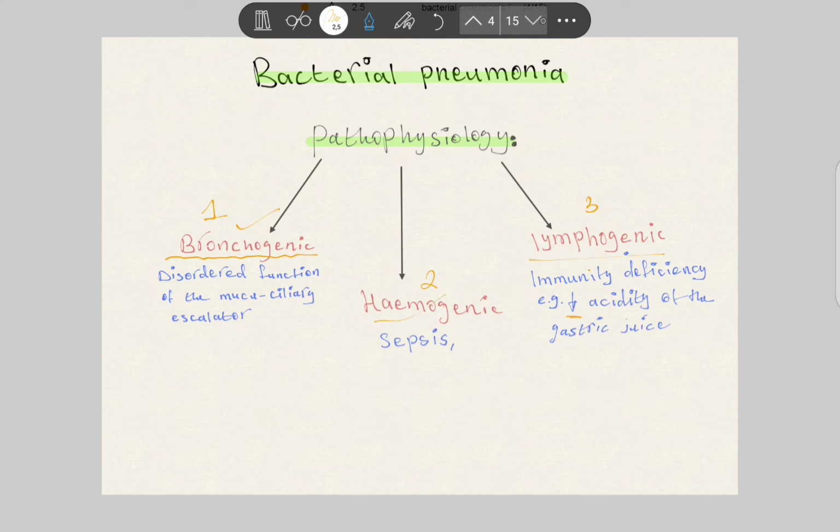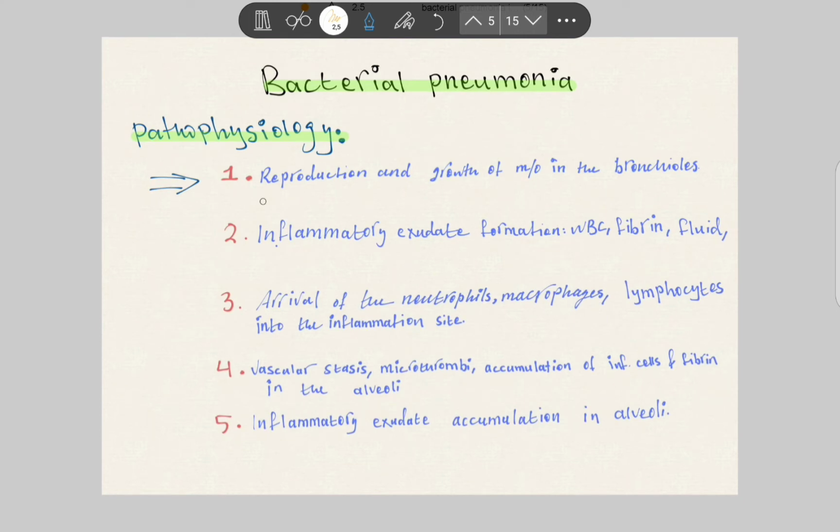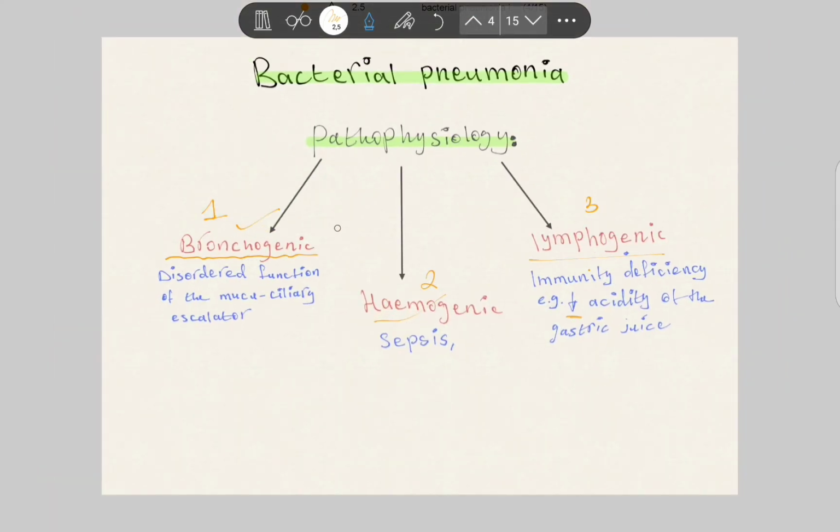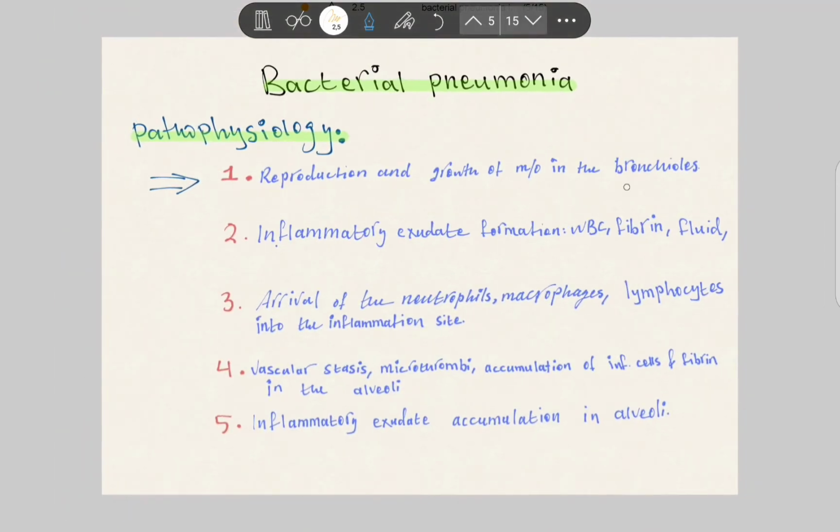So let's go further into how this disease develops. The first step after developing of these three mechanisms is the reproduction and growth of microorganisms in the bronchioles. So a pathogen enters through your mouth or through your nose, reaching the bronchi. If the bronchogenic mechanism is present, the bronchi isn't able to remove the pathogens due to disorder in the mucociliary escalators. So the pathogens reach into bronchioles and they reside there and start to reproduce and grow there.